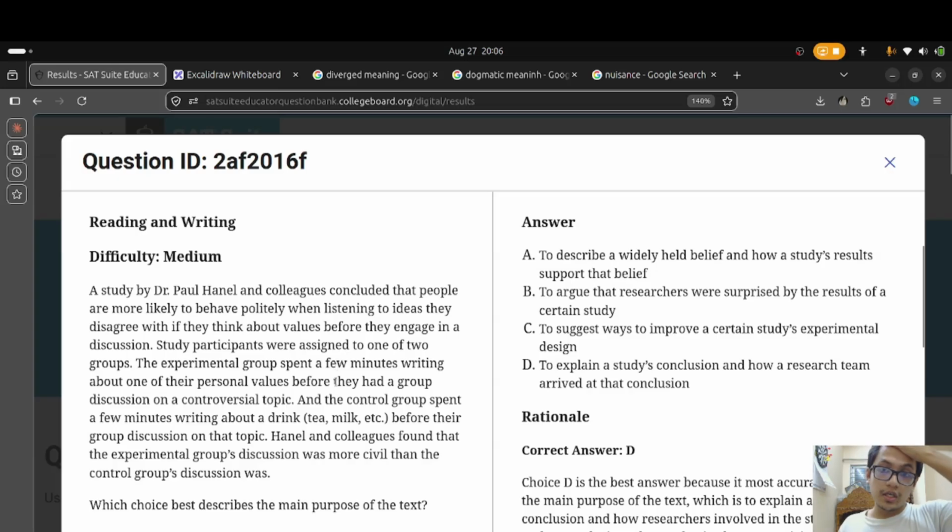So why is it option D? Because it explains the study's conclusion, that's the conclusion, and how a research team arrived at the conclusion.